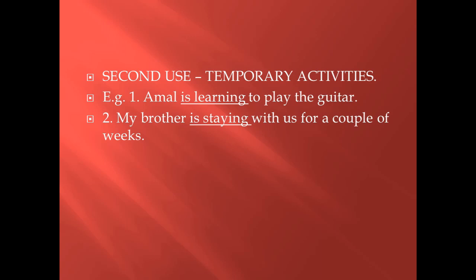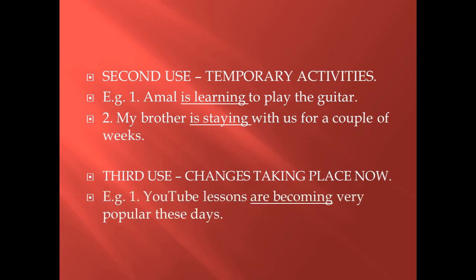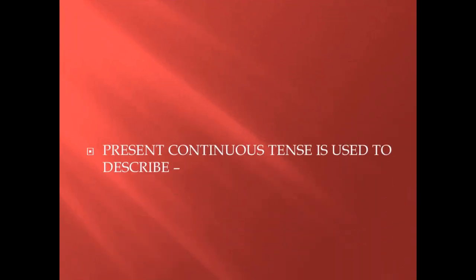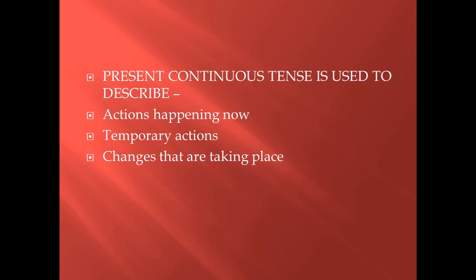The third use of present continuous tense is to describe changes taking place now. See the example, YouTube lessons are becoming very popular these days. It means that YouTube lessons are popular and it is increasing nowadays. So remember, present continuous tense is used to describe actions happening now, temporary actions, and changes that are taking place. In these three situations, you must use present continuous tense.